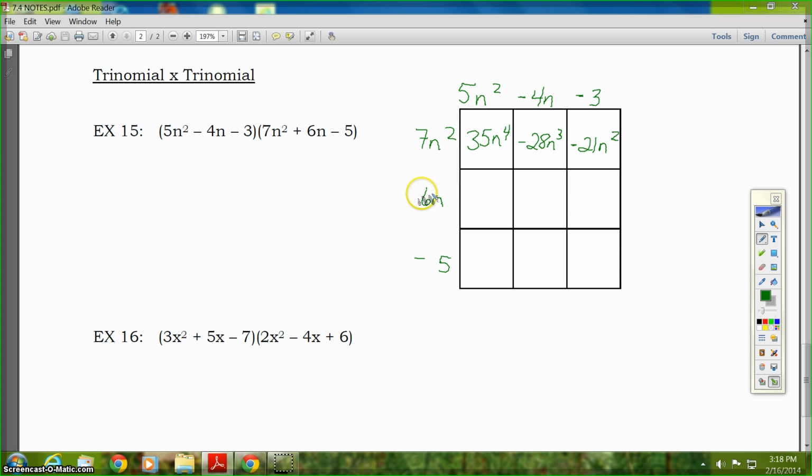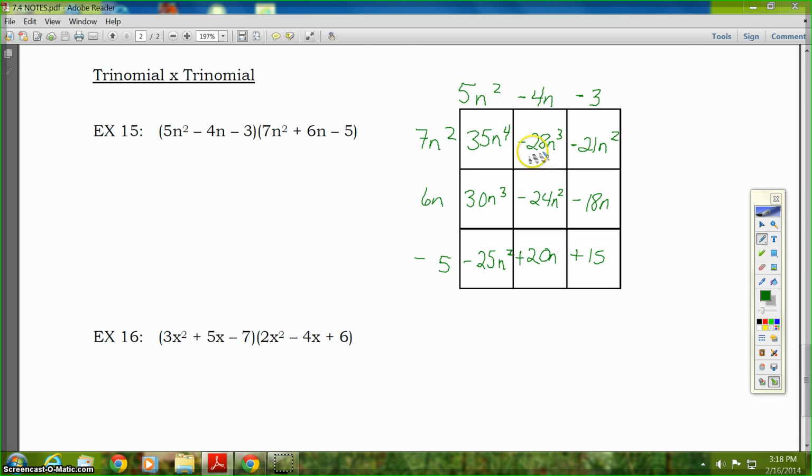Now I'm going to multiply by my second row. I get 30n to the third, and I get negative 24n squared. And I get negative 18n. And then I have my last row. I get negative 25n squared plus 20n plus 15.